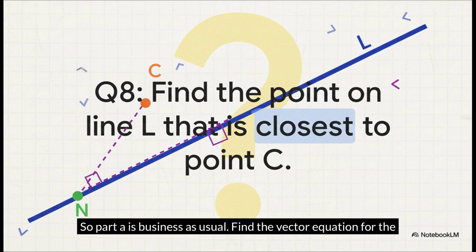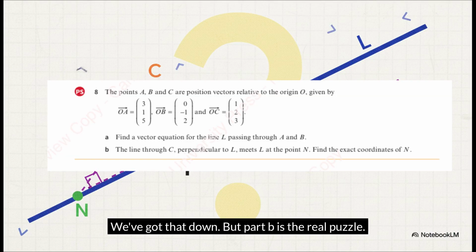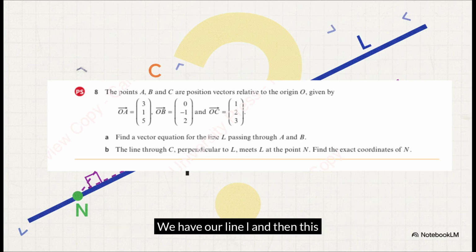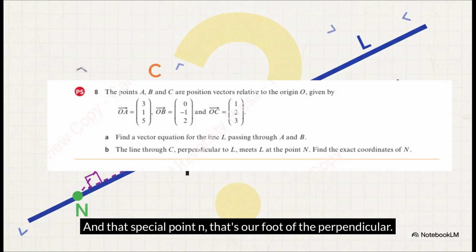So part A is business as usual. Find the vector equation for the line through A and B. We've got that down. But part B is the real puzzle. We have our line L, and then this other point C just hanging out in space. We need to find the one point on line L, which we'll call N, that is the absolute closest to C. And that special point N, that's our foot of the perpendicular.